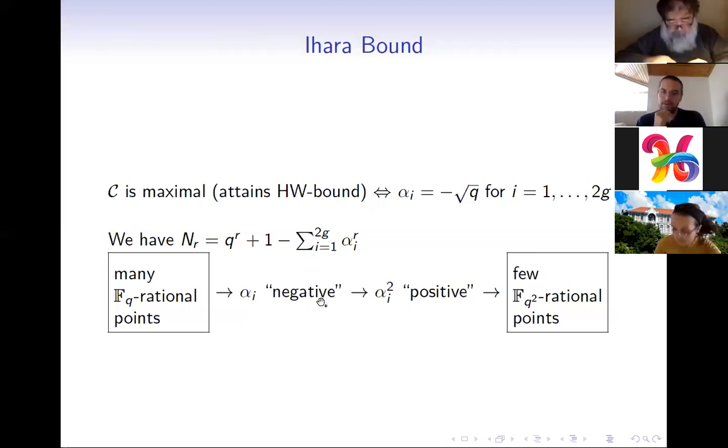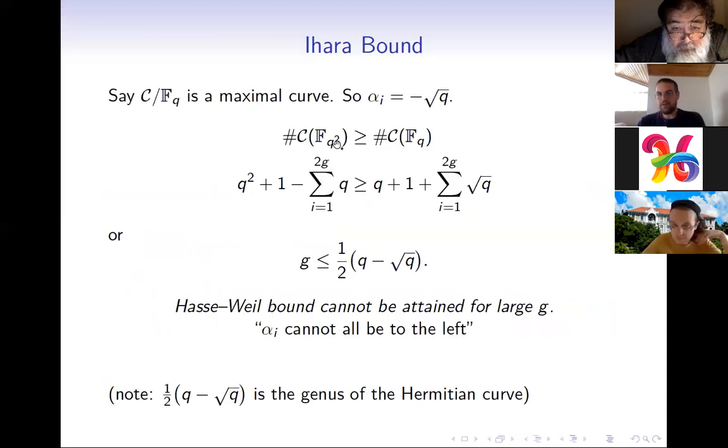But if all of these Frobenius eigenvalues are very negative, so they're to the left of the complex plane, then their squares will be very positive. And the squares are exactly what comes in when you look at the number of rational points over a quadratic extension. Remember this expression for general r; for r equal to 2, you see these alpha_i squared appearing. So if you have many F_q rational points, this will require you to have very few F_{q^2} rational points because of the distribution of the Frobenius eigenvalues. But then you know that all F_q rational points are F_{q^2} rational.